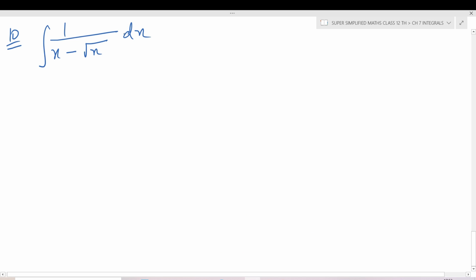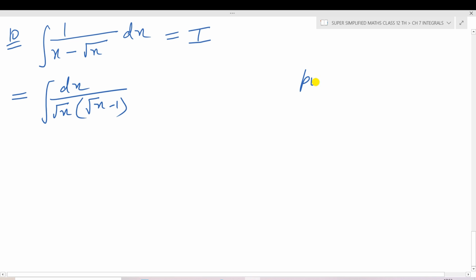Now let us move back to question number 10. Let us assume it to be I. So before we make any substitution, we simplify it, and from the denominator I can take root x to be common. So inside I am left with root x minus 1. Now I can substitute root x minus 1 to be t, differentiating both sides with respect to x.